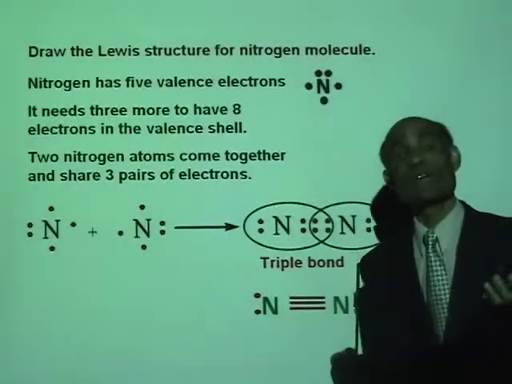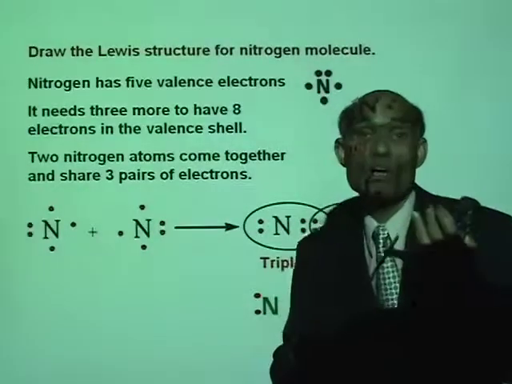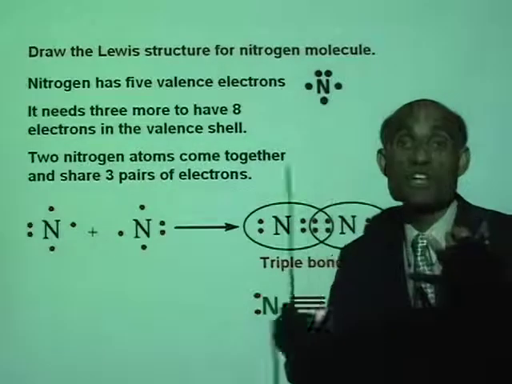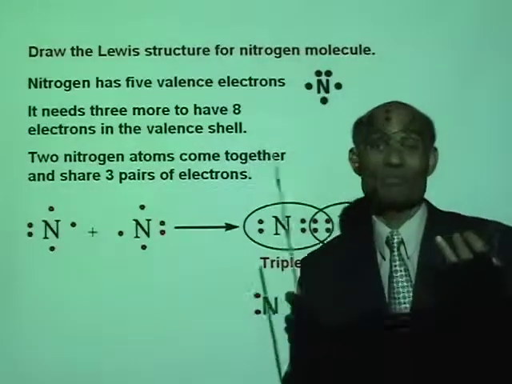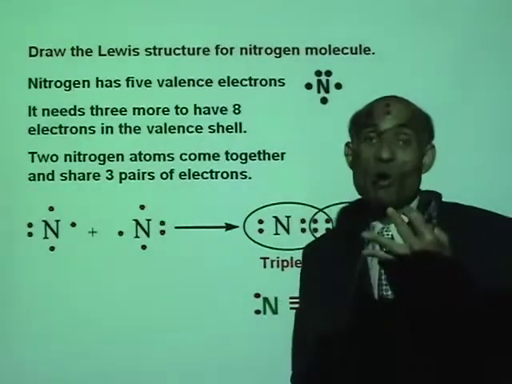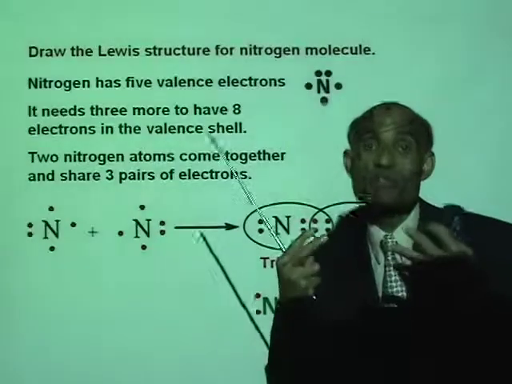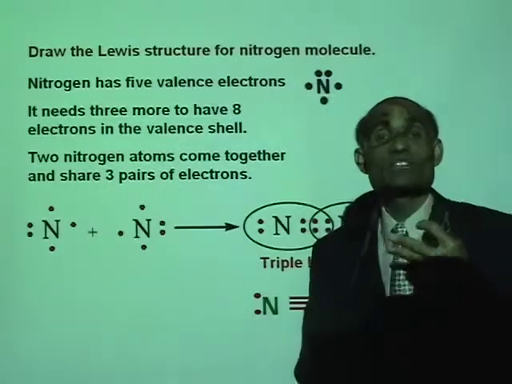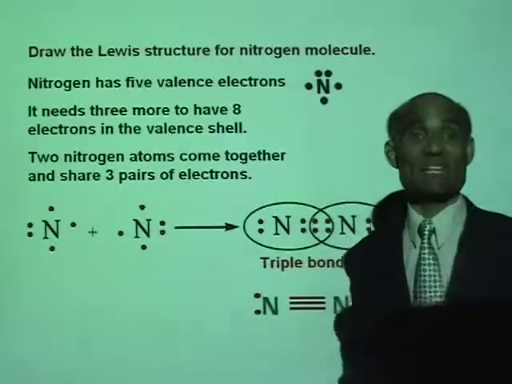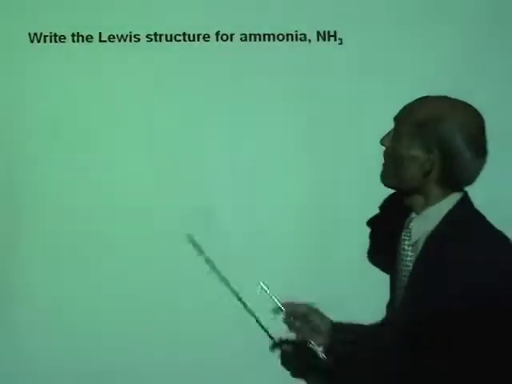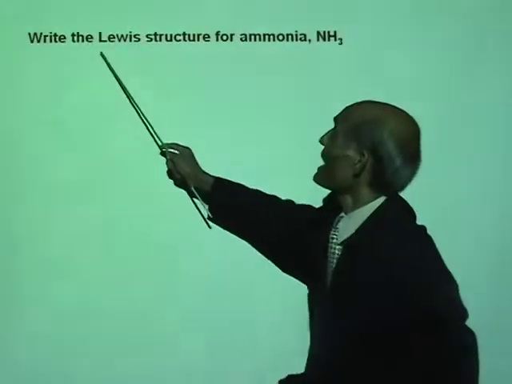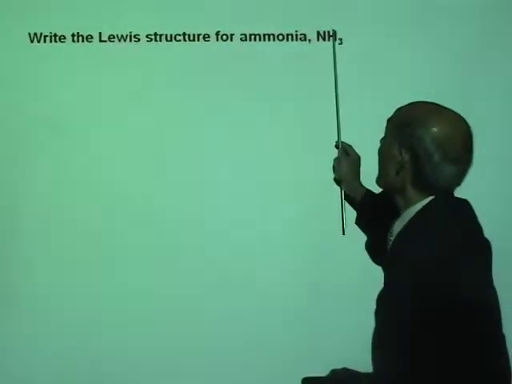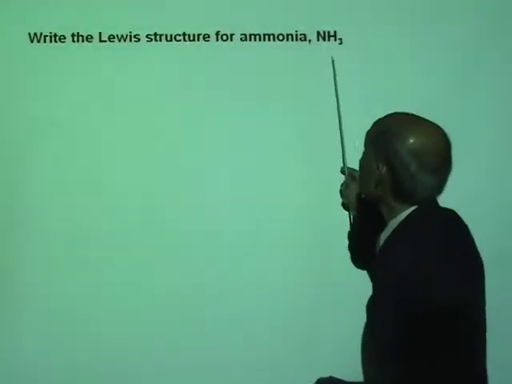So in covalent bonding you can have a single bond. A single bond is sharing of 1 pair of electrons. A double bond is sharing of 2 pairs of electrons. A triple bond is sharing of 3 pairs of electrons. Alright, can you do this? Write the Lewis structure for ammonia, NH3.